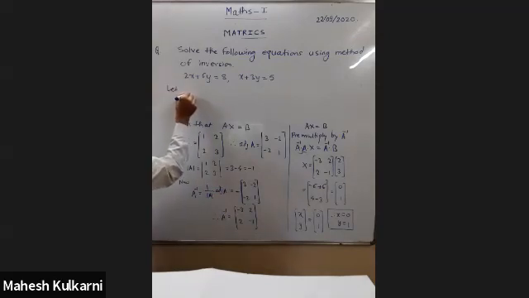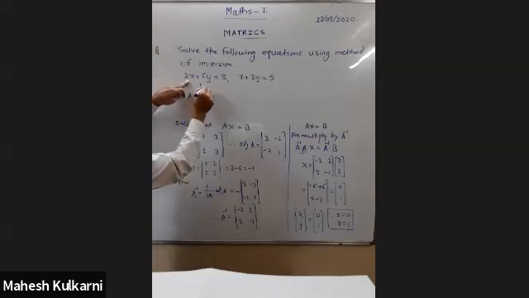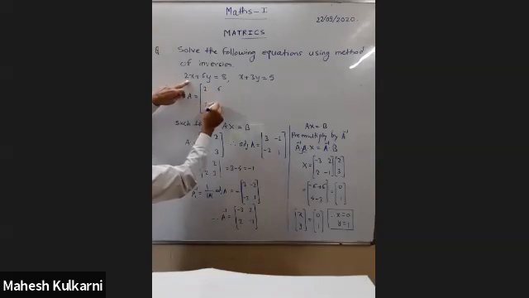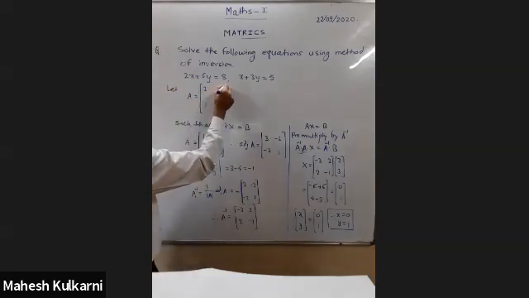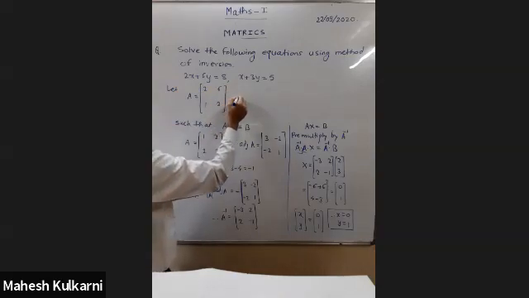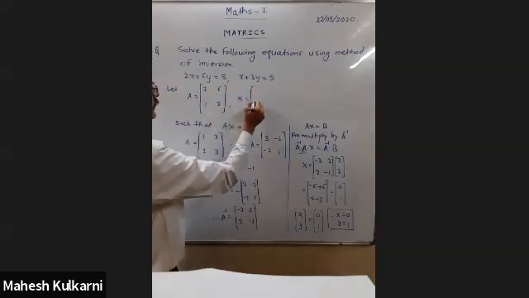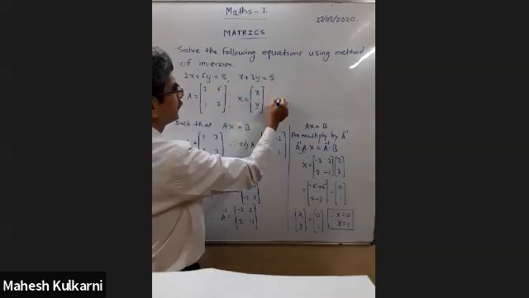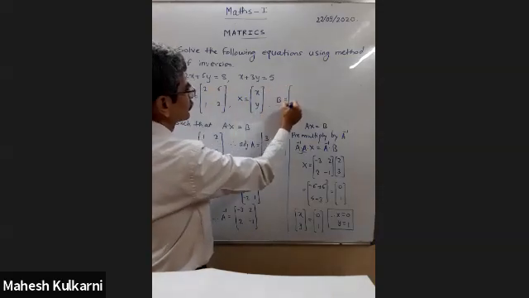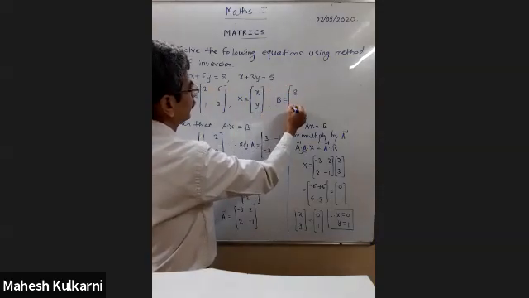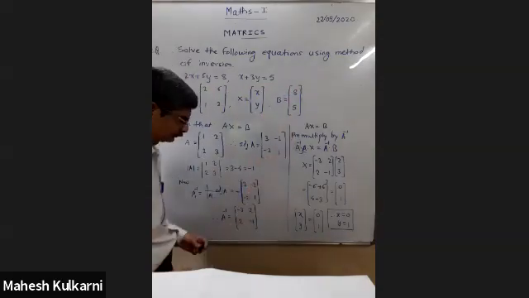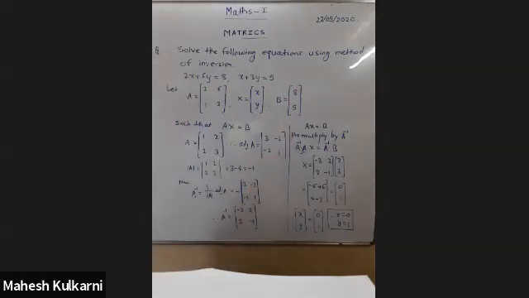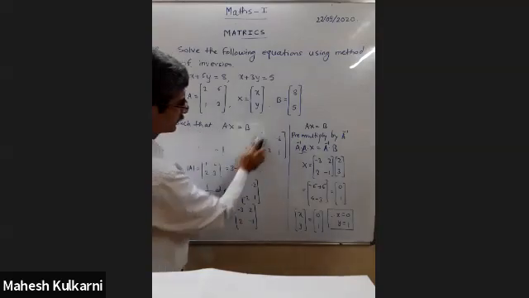Let matrix A be the matrix of coefficients. So the coefficients in the first equation are 2, 6, and in the second equation, the coefficient of x is 1 and that of y is 3. So this is matrix A. Define matrix X, the matrix of variables, and B is the matrix of constant terms, 8, 5, such that A into X is equal to B.